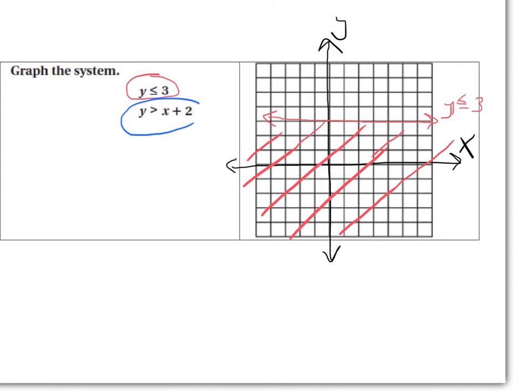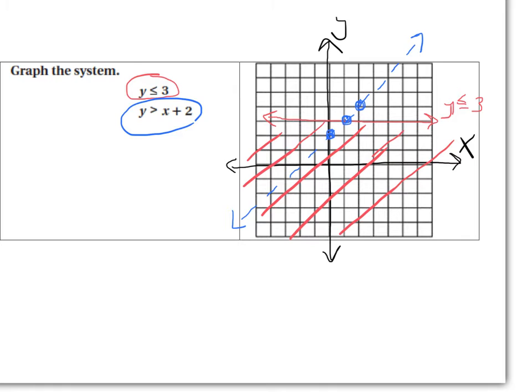So my second equation here is y is greater than x plus 2. Well, this one's in slope-intercept form. So I'm going to go to 0, 2. Use my slope of 1 to create several points there. Again, this one, though, is a dashed line because I see the greater than only symbol.